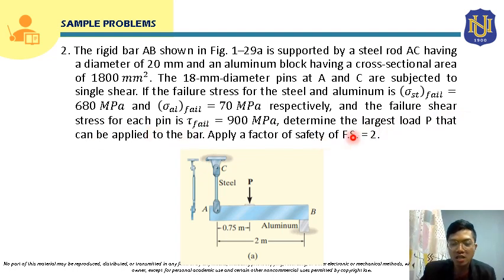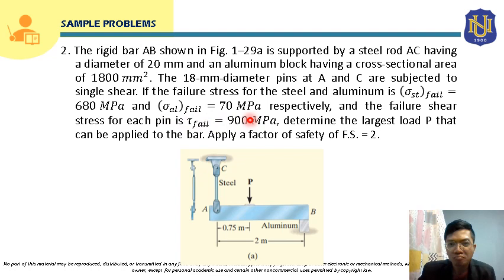Apply a factor of safety of 2. So the factor of safety is equal to 2. Again, we are going to solve for the largest load P. The largest load P will be the smallest value of P that we can solve from the given failure stresses, and we have here the factor of safety, and we can solve for the allowable normal stress for steel and aluminum. We can also solve for the allowable shear stress for the pin.